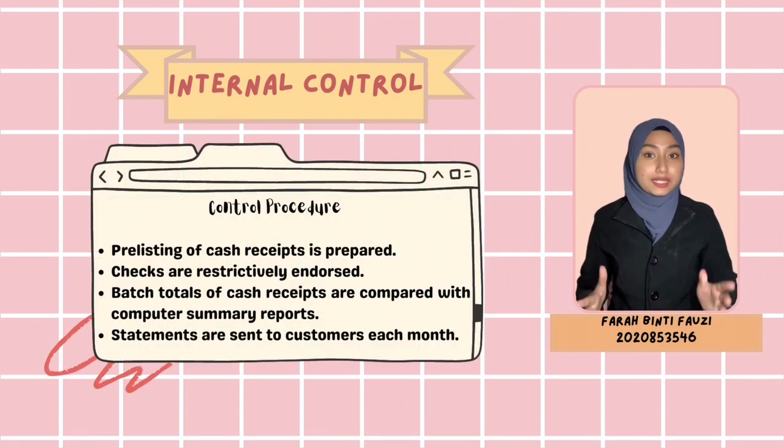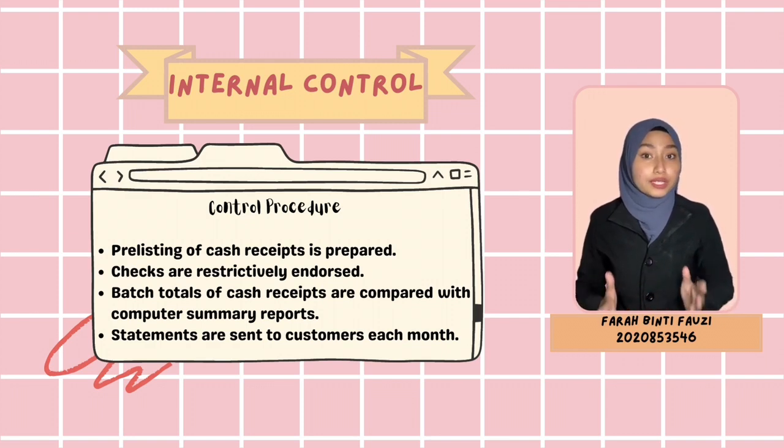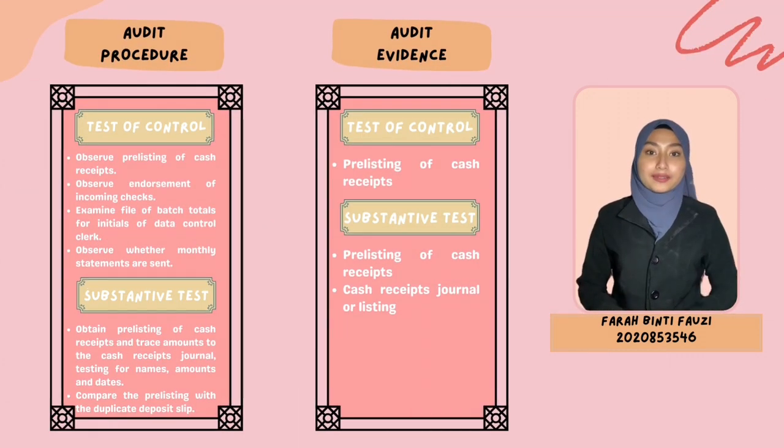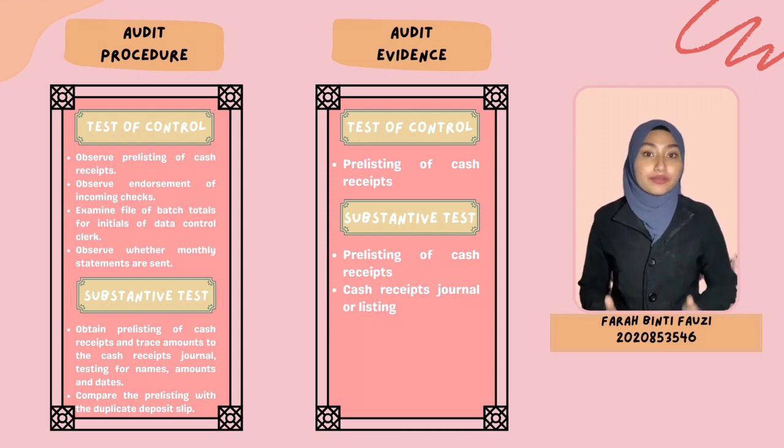However, in order to make sure all cash receipts are recorded, the internal control of company need to make sure that pre-listing of cash receipt is prepared, checks are restrictively endorsed, batch total or cash receipts are compared with computer summary reports, and statements are sent to customers each month. Following that, the company must carry out 2 audit procedures to ensure that all cash receipts are properly recorded. The first one is test of control. The company need to observe pre-listing of cash receipts, observe endorsement of incoming checks, examine file of batch totals for initials of data control clerk, and observe whether monthly statements are sent. The second one is substantive test.